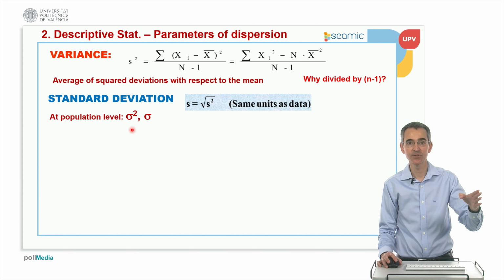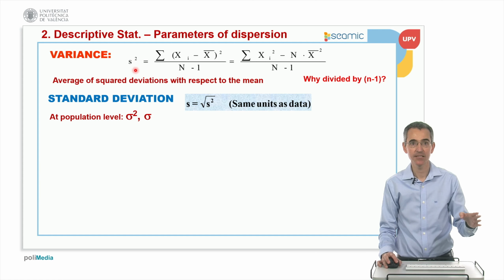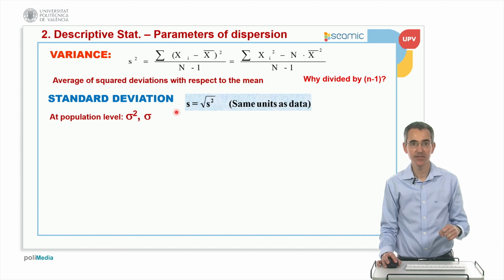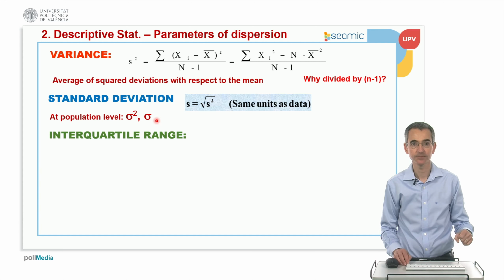If my data correspond to a sample, the variance is s squared, or the standard deviation s, but if the data correspond to the total population, instead of s squared, it is sigma squared. Sigma is a Greek letter. The standard deviation is just sigma.